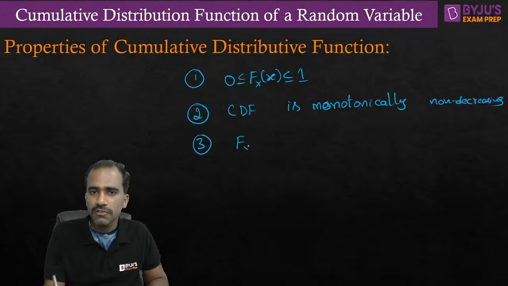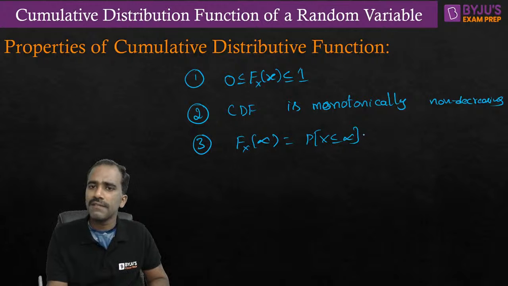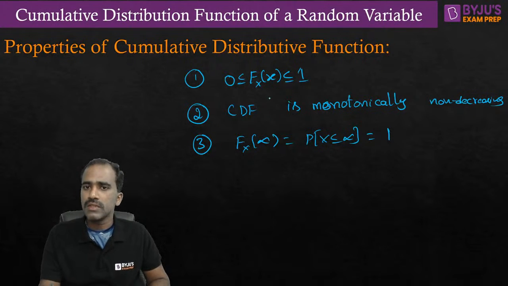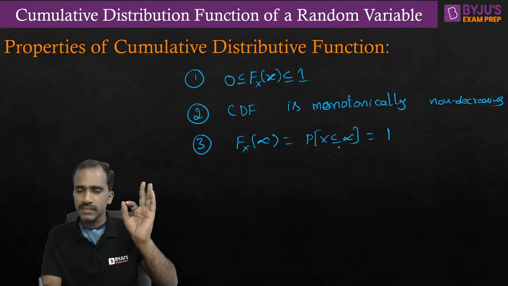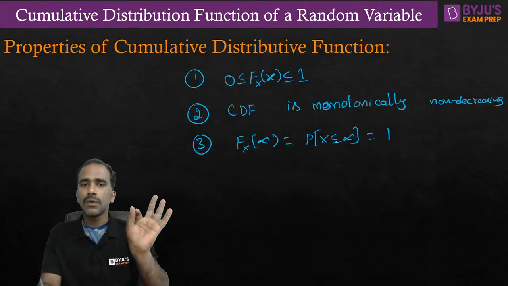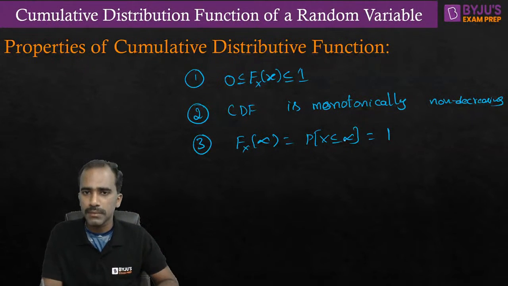What is FX of infinity? Just now we have discussed. The meaning of this is P of X less than or equal to infinity. You are interested in the values of the random variable from minus infinity to plus infinity and its probability. What is the probability of all values of the random variable? It is definitely 1, right? Very good. So if there is any graph which satisfies these three properties, then you can call that graph as representing the cumulative distribution function of some random variable.